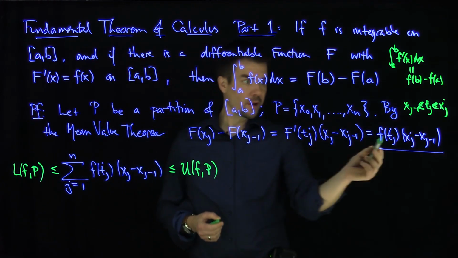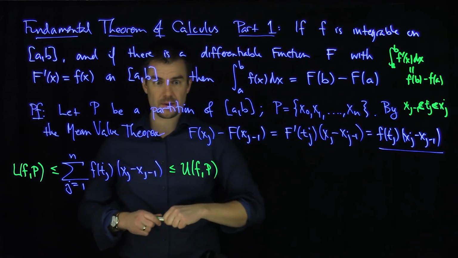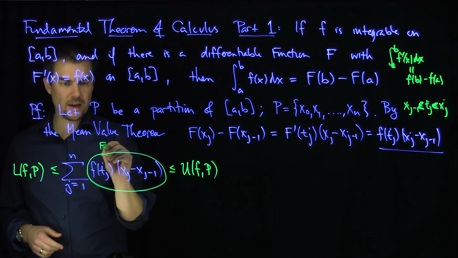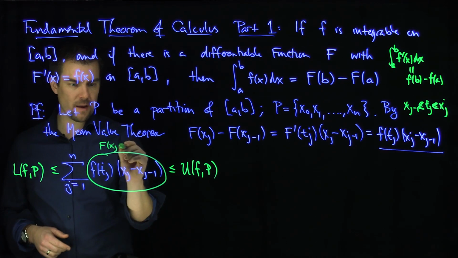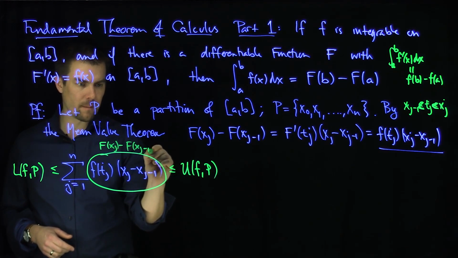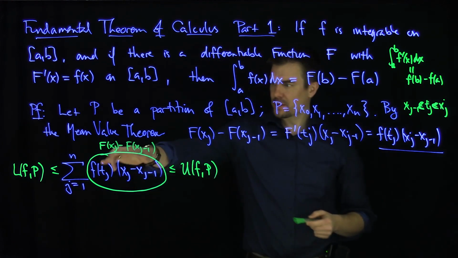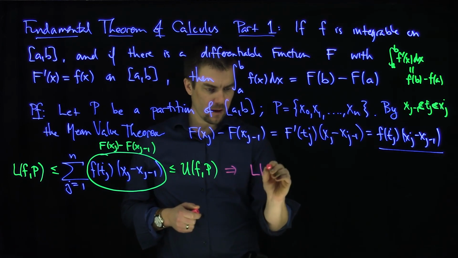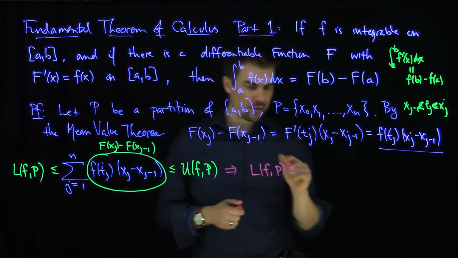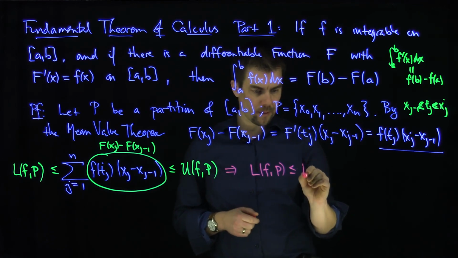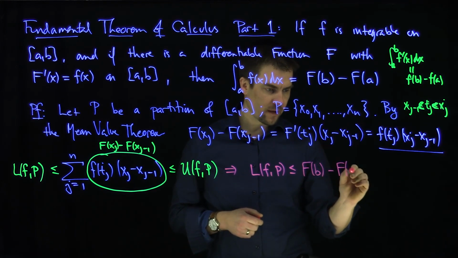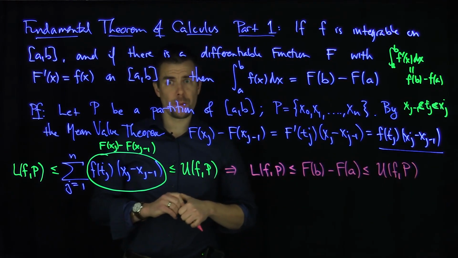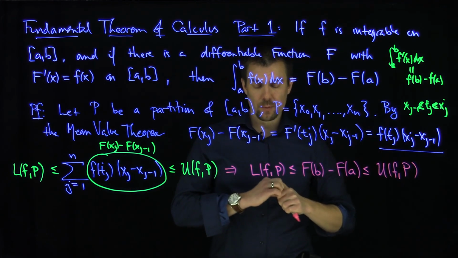So in other words, I'm going to replace this f of tj times xj minus xj minus 1 by this expression, which is really just capital F of xj minus capital F of xj minus 1. And so this middle sum now telescopes, and what we've proven is the following. This implies that L(f,P) is less than or equal to capital F of b minus capital F of a, which is less than or equal to U(f,P).